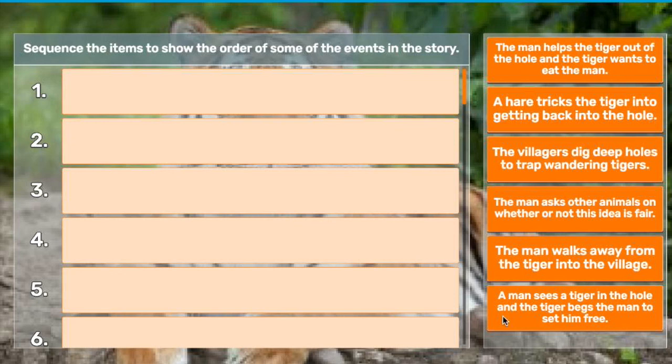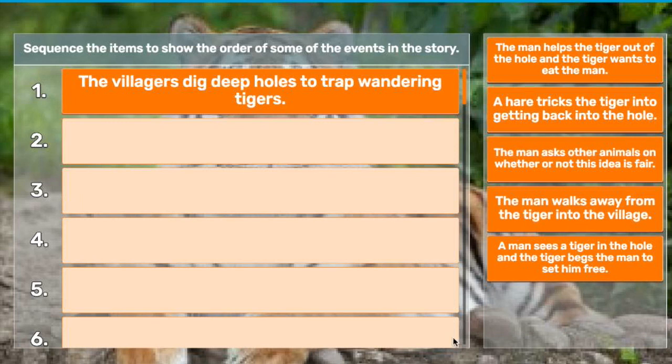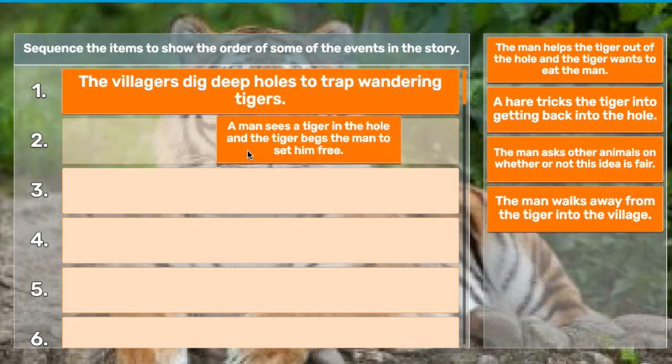So, I know from the beginning of my story that the first thing that happened is that the villagers decide to dig deep holes to trap the wandering tigers. So I'm going to put that in number 1, and it shows me that I got it correct, so I can move on to what happens next. Now, I know that the man helps the tiger out of the hole and he wants to eat him. That's in the middle, so I'm going to see if there's any more beginning events that happen. So this one right here, a man sees a tiger in the hole and the tiger begs the man to set him free. That also happens in the beginning.